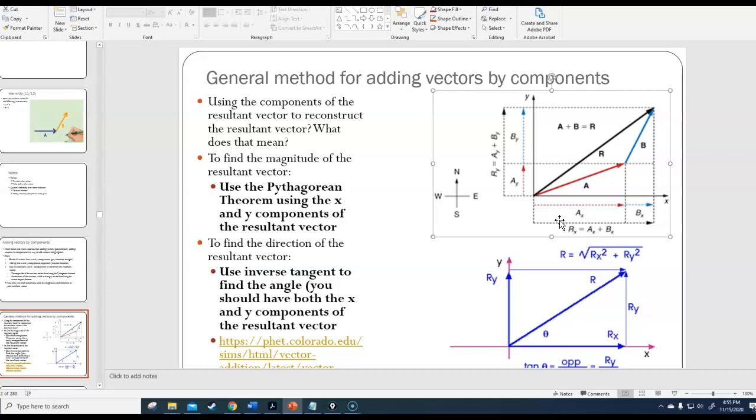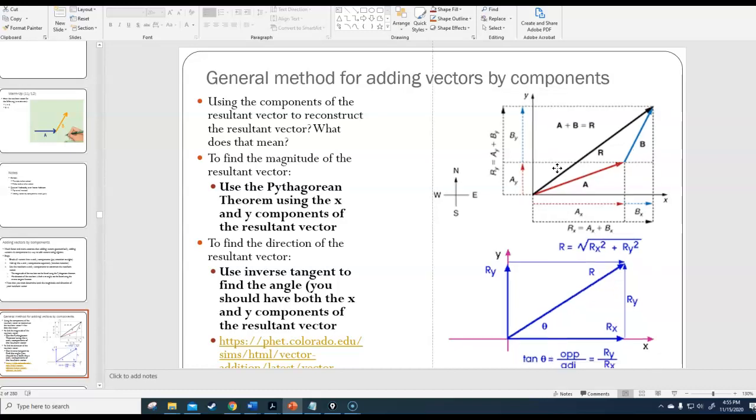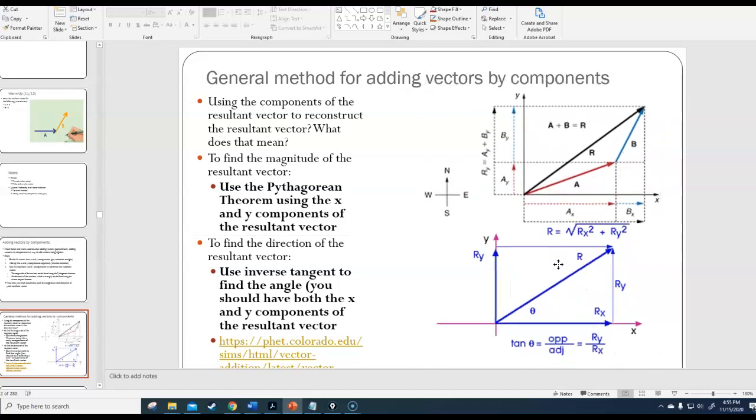vector B, you add those two together, and that gives you Rx, and then you do the same thing with the y components. Here you have the y component of vector A, the y component of vector B, you add those two together, and that gives you Ry, which is the y component of the resultant. Then given those two things, you can find the magnitude of R using the Pythagorean theorem, like you can see there in the bottom picture. That would just be the square root of Rx squared plus Ry squared. And then you can find the direction by using the inverse tangent function.